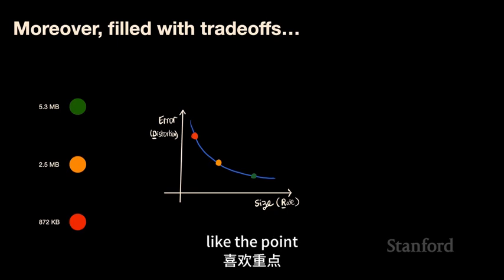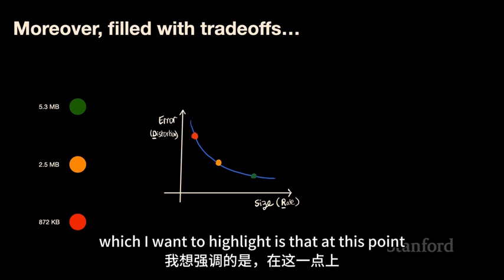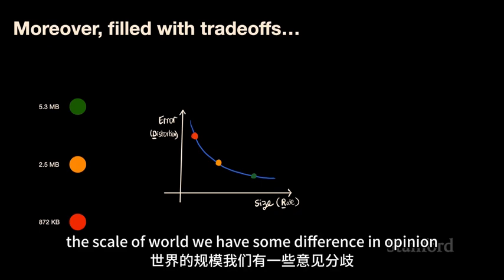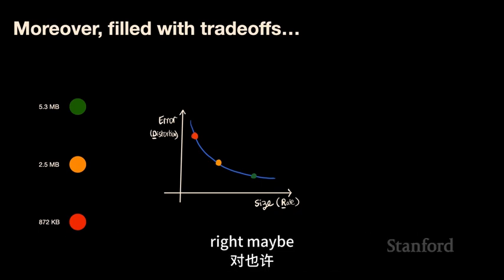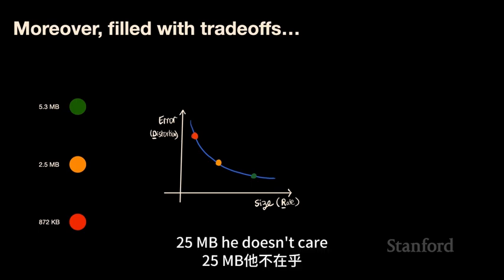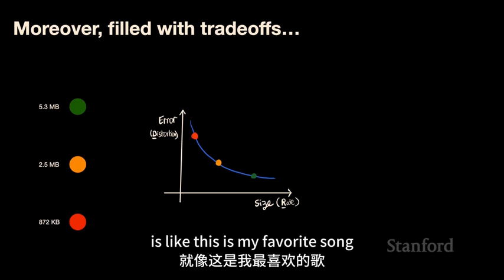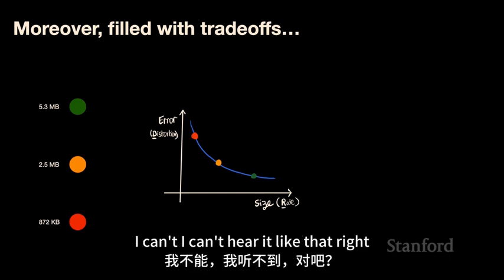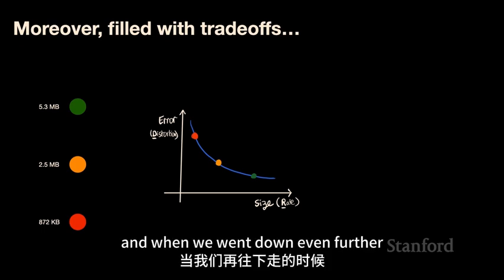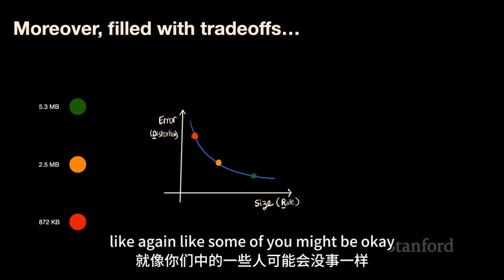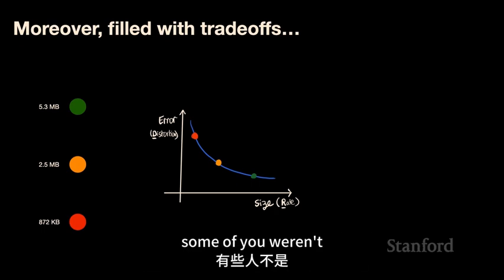And again, the point I want to highlight is that at this point, you have compressed the file. And even in this classroom, which is really small compared to the scale of the world, we have some difference in opinion, right? Maybe one of you said he can live with 2.5 MB, he doesn't care, while another is not cool with that. Even going from 5.3 to 2.5 MB is like, this is my favorite song, I can't hear it like that, right? And when we went down even further, there were again some more disagreements. Some of you might be okay, some of you weren't.